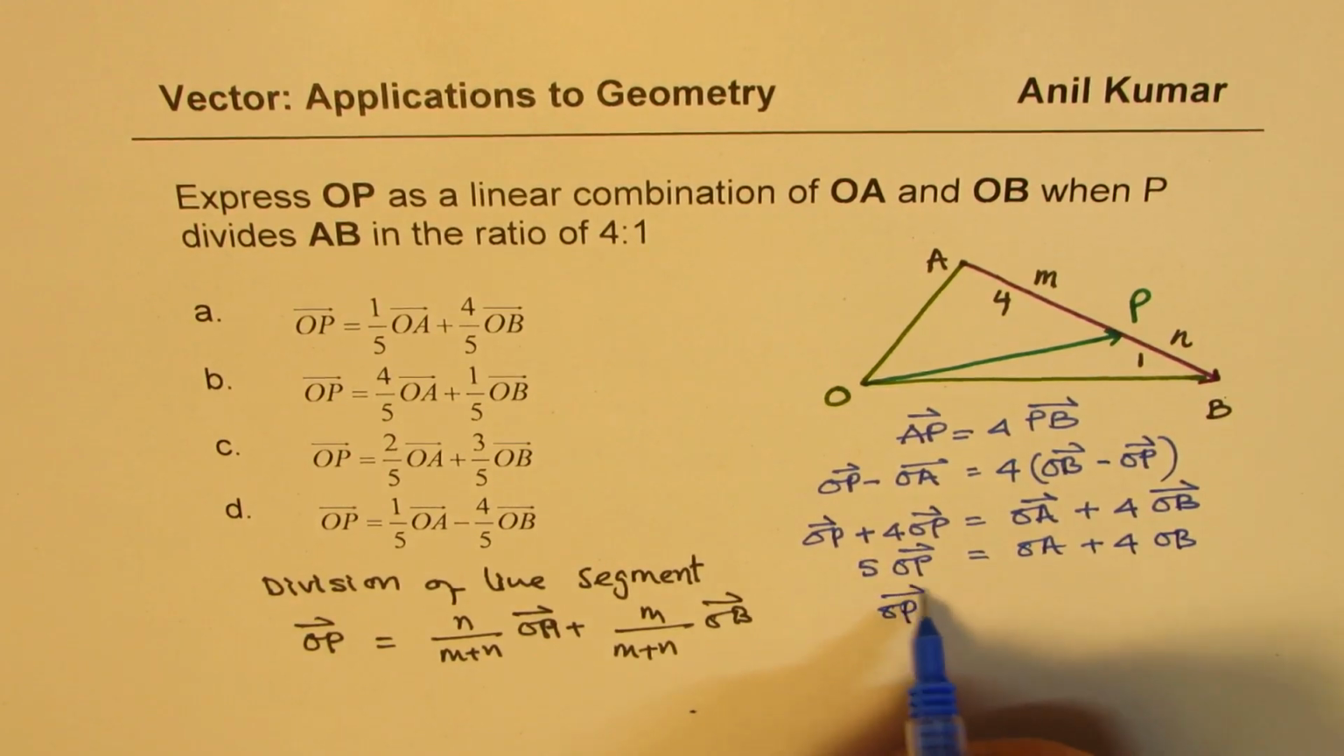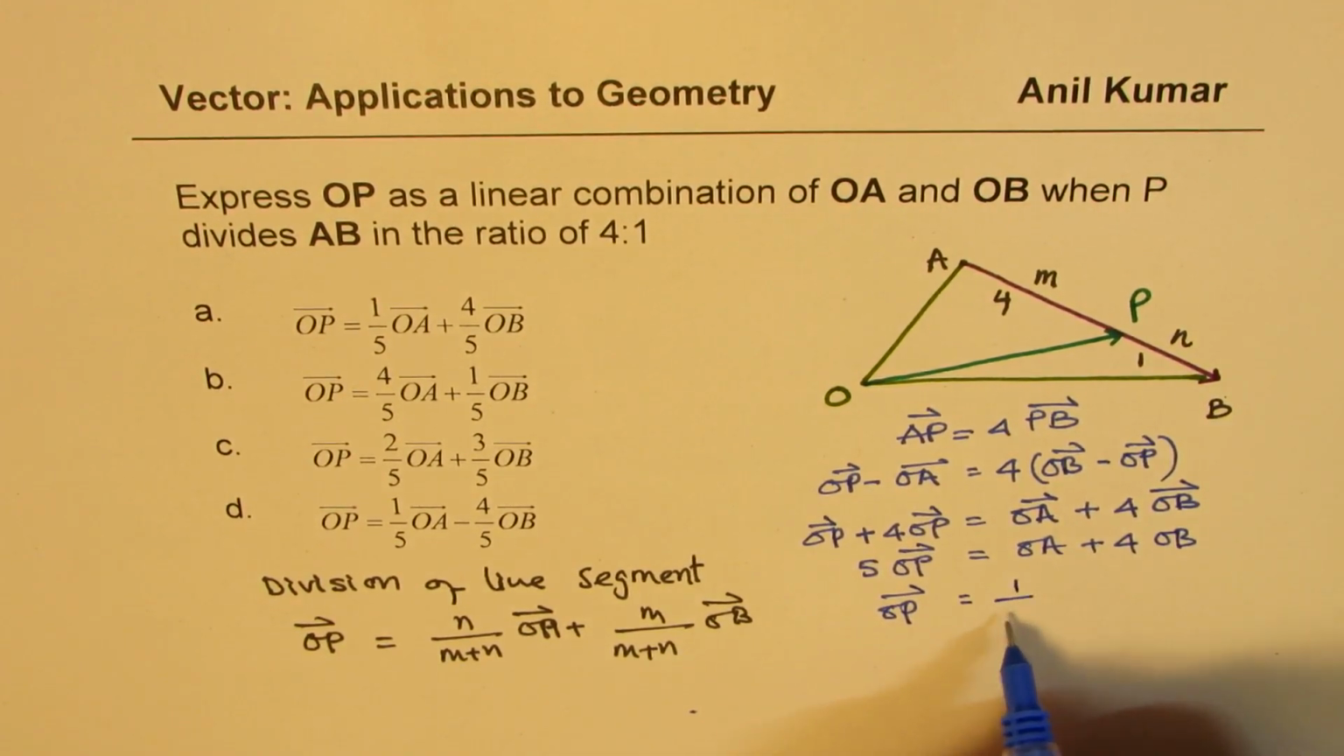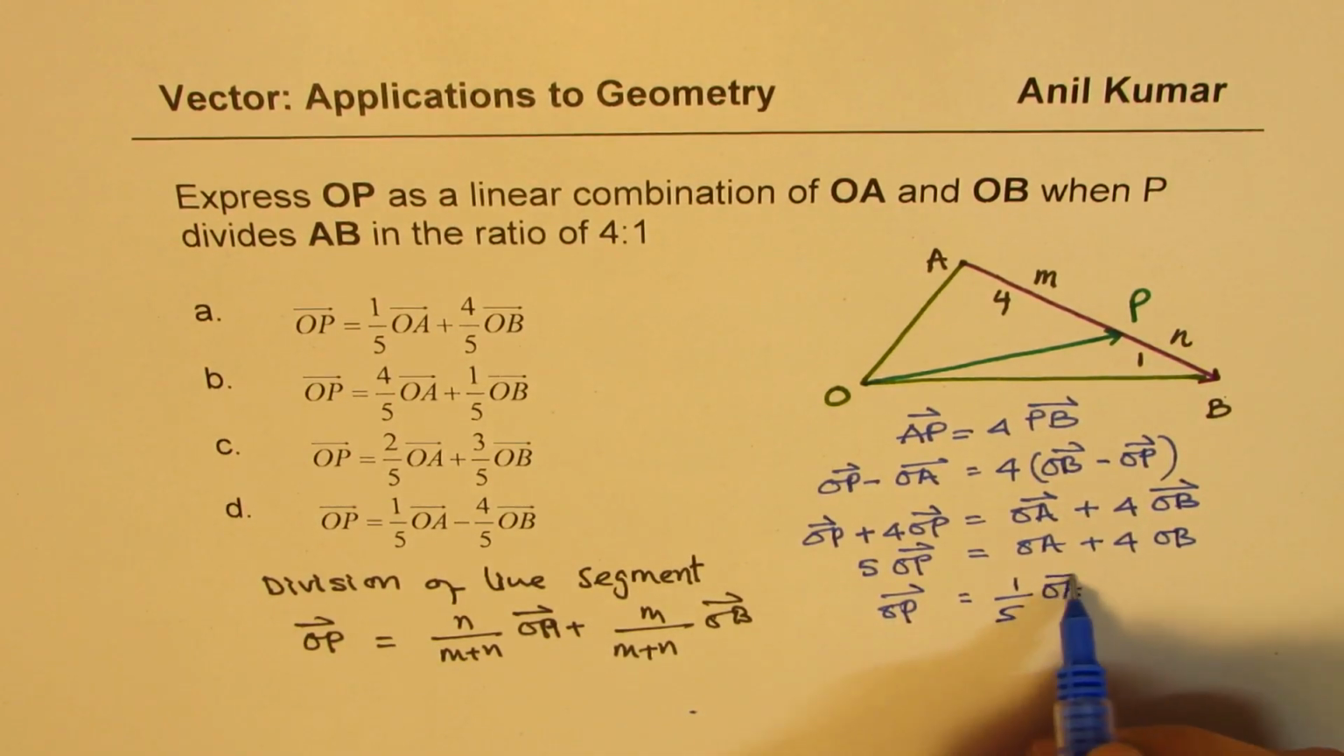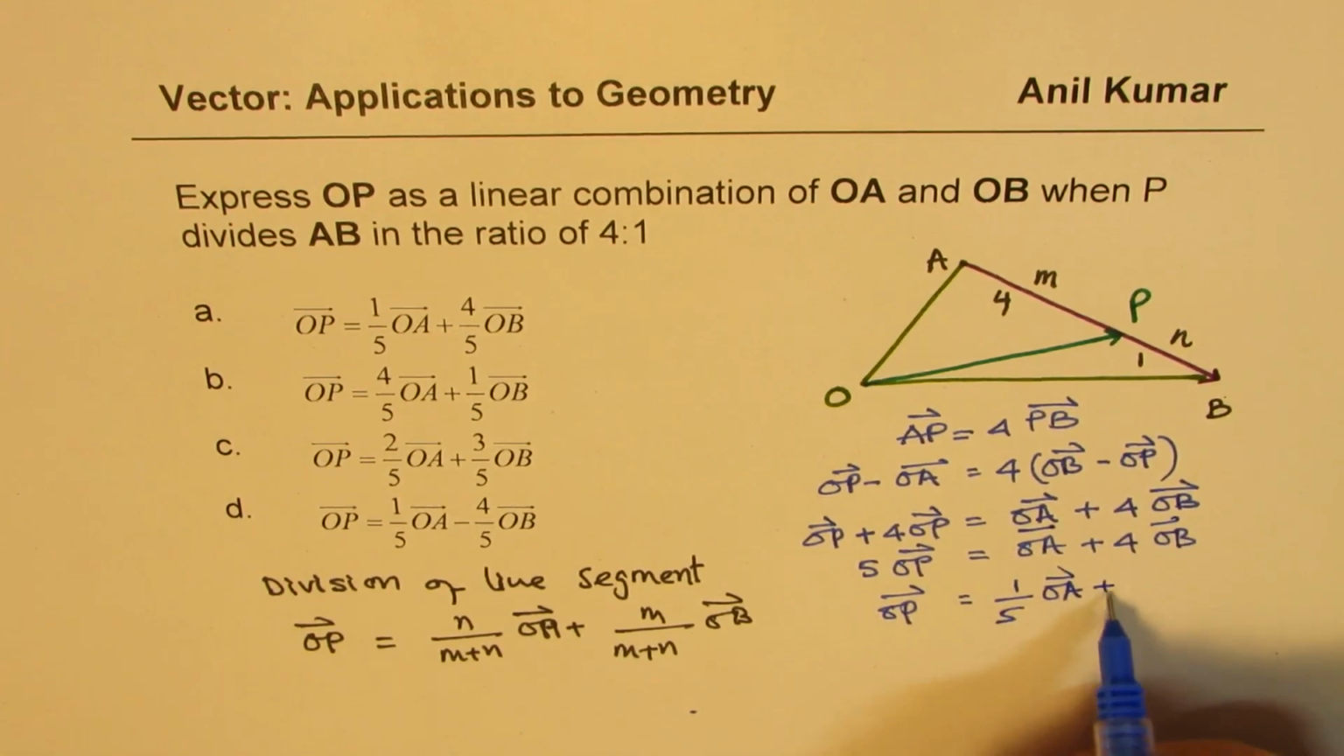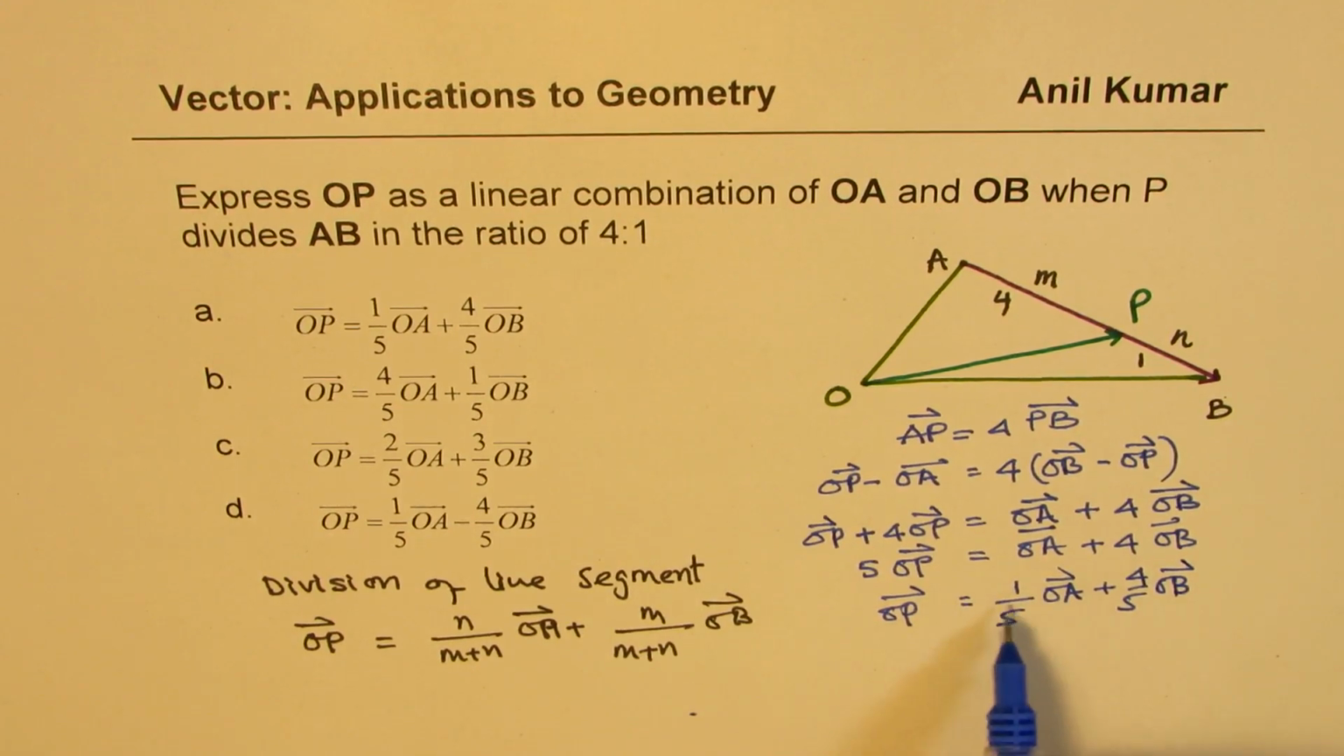So OP is equal to 1 over 5 OA plus 4 over 5 OB, right? So that is our option number 1. So we get A as our answer. Do you get the idea? So simple to prove. However, if you know the formula, it makes it much simpler. So this is a very useful formula to remember.